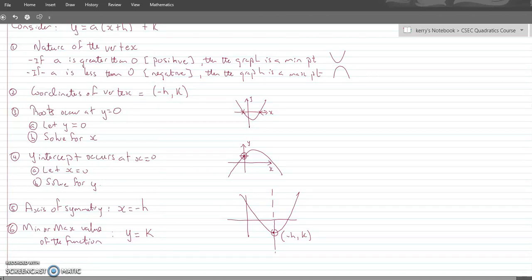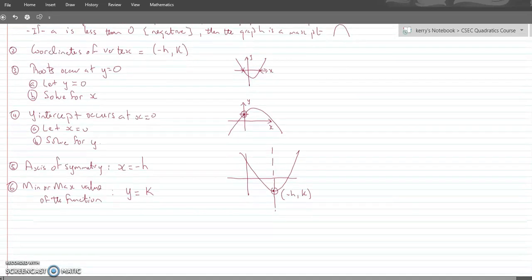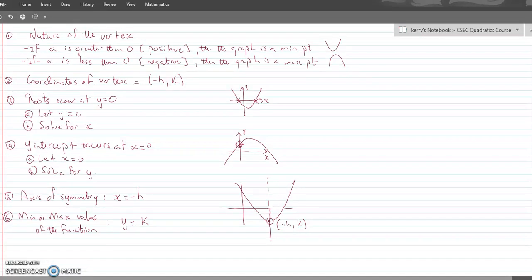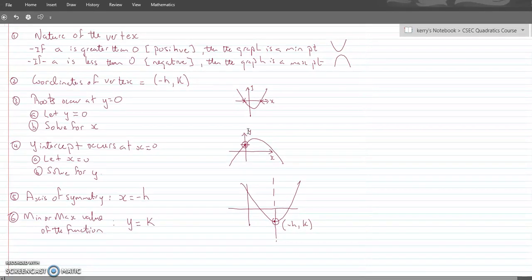And this is how we use the vertex form to sketch our curve, how we get all of these important things off of the vertex form. So this is very, very important. This is how we use vertex form in these questions.